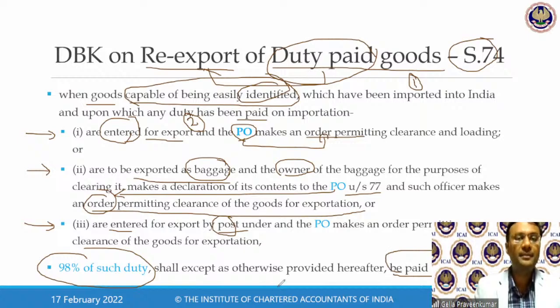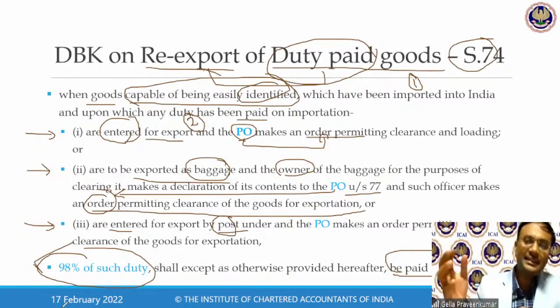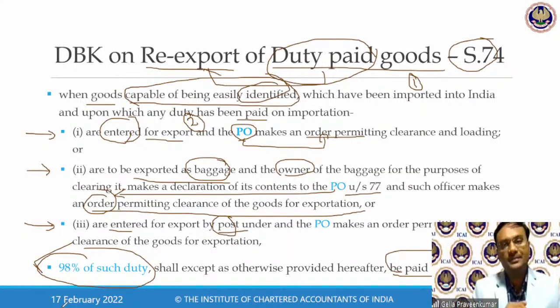So what they are saying is, the goods which have been brought into India, on those goods, whatever duty you have paid, I'm willing to pay you back 98%. So what if I have imported a bicycle? On this bicycle, I have paid a duty of 10,000.